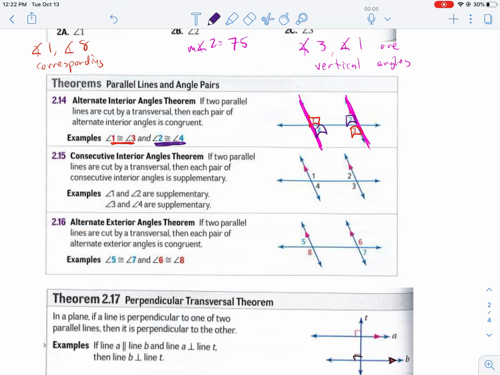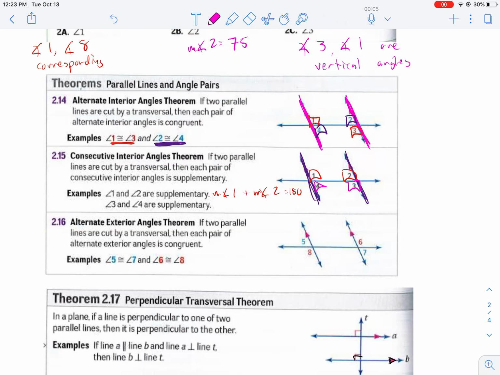Okay, consecutive interior angles theorem. So what this is saying, two parallel lines cut by a transversal, then each pair of consecutive interior angles is supplementary. So what that means is the measure of angle 1 plus the measure of angle 2 is equal to 180.